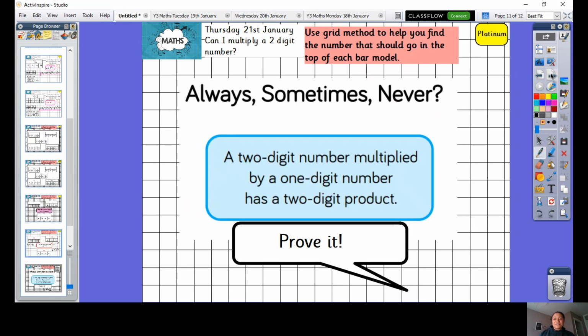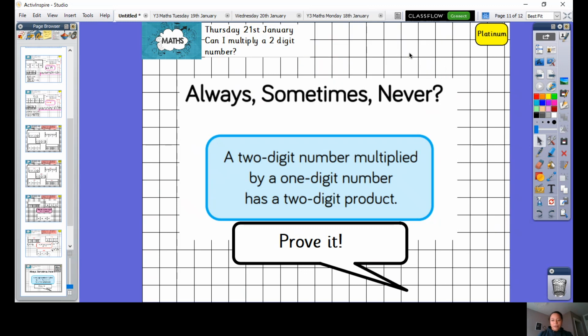Okay, so this one, oh, I've left this on. That needs to go because you don't need to worry about that bit. So this is an always, sometimes, never question. So for this one, what we are actually thinking about is whether this statement, so this sentence, is true always. So that means it applies to every single calculation we work on, or sometimes, so sometimes this rule works, but other times it doesn't, or never, this rule is wrong, it never works. So let's have a think about it.